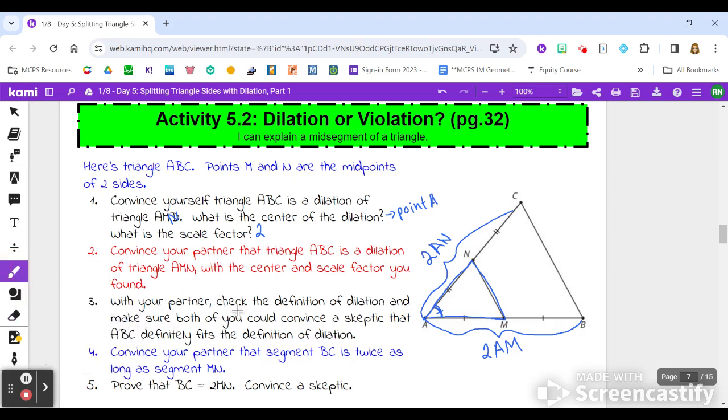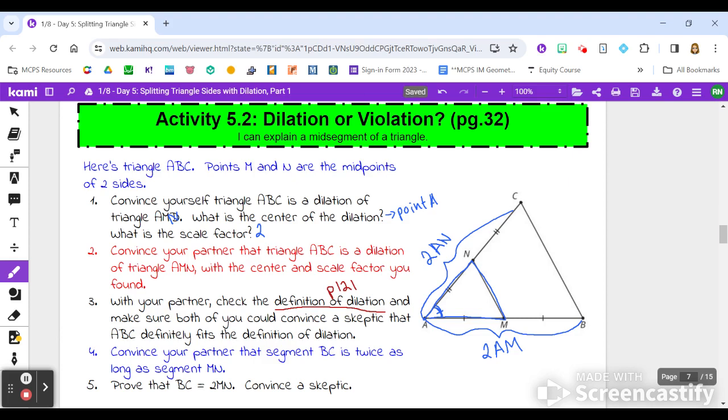Part 3, with your partner, check the definition of dilation and make sure both of you could convince a skeptic that ABC definitely fits the definition of dilation. One place you can find your definition of dilation is on page 121 in the back of your student workbook.